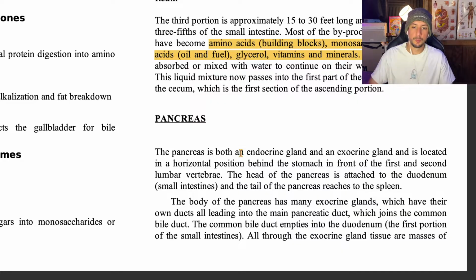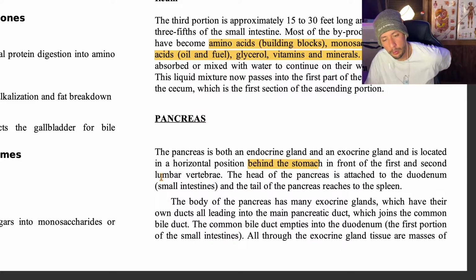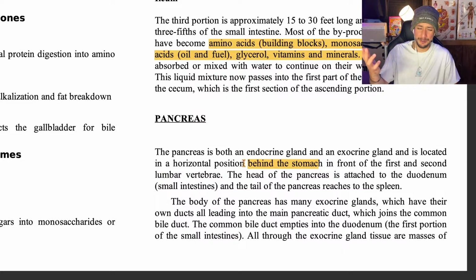The pancreas is both an endocrine gland and an exocrine gland. It's located in a horizontal position behind the stomach in front of the first and second lumbar vertebrae. Again, that's a lot of words. It's just basically behind the stomach. Yeah, in front of, you know what your lumbar is, right? The little part behind your back. The lower part of your back.